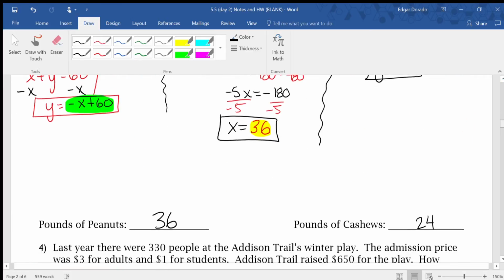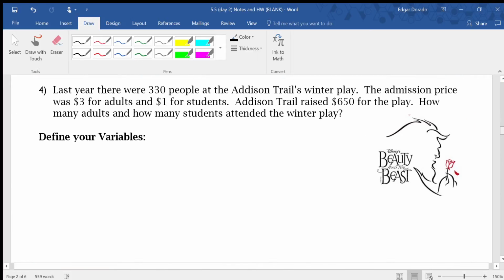All right, guys, I think we had some good practice with that. So why don't you go ahead and try number 4, and then we will come back to finish up on the next page.